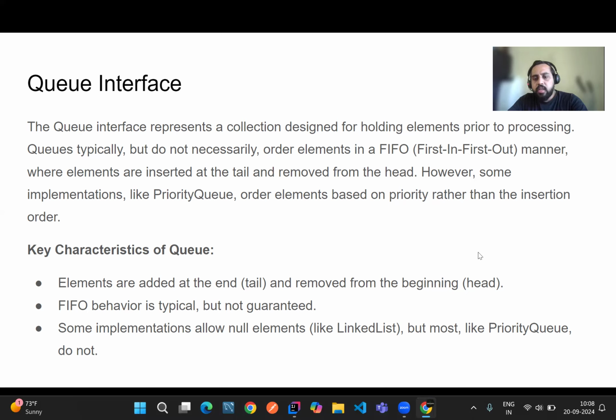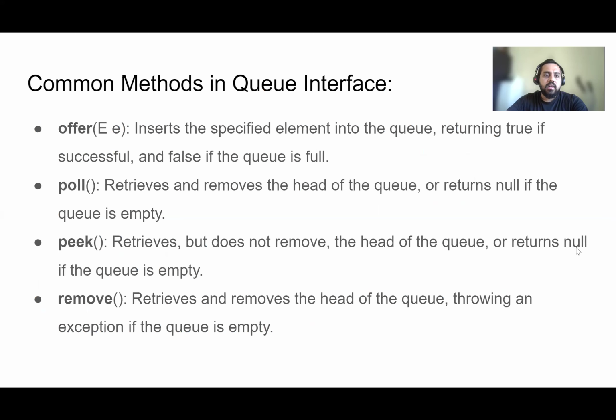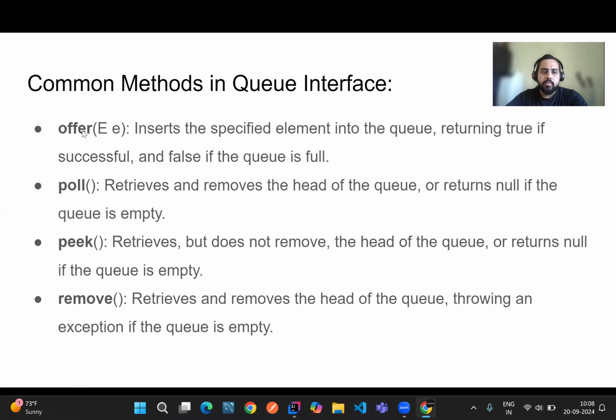Some implementations allow null elements, for example LinkedList, but some, like PriorityQueue, do not allow null values. So let's see the common methods available in the Queue interface. The first is offer. Like add in List and Set, offer in Queue and Deque means we are trying to insert a specified element into the queue. It returns true if it gets inserted, or false if the queue is full.